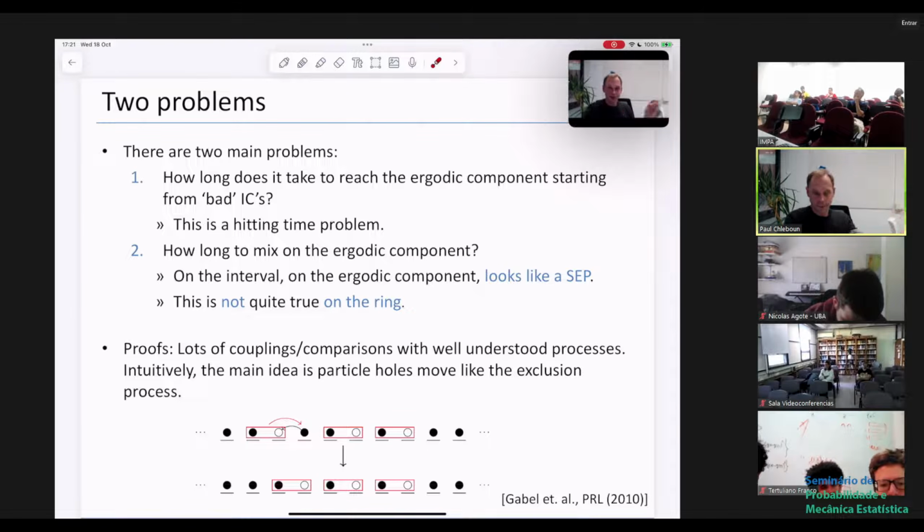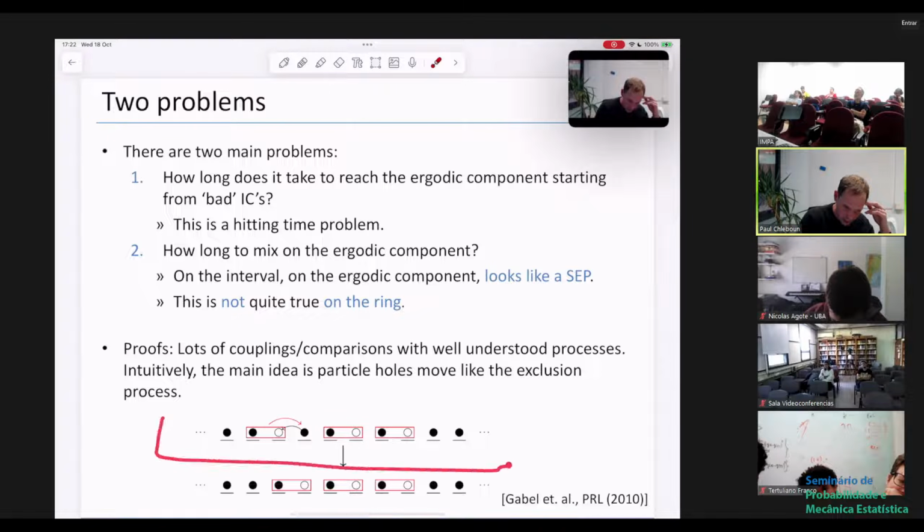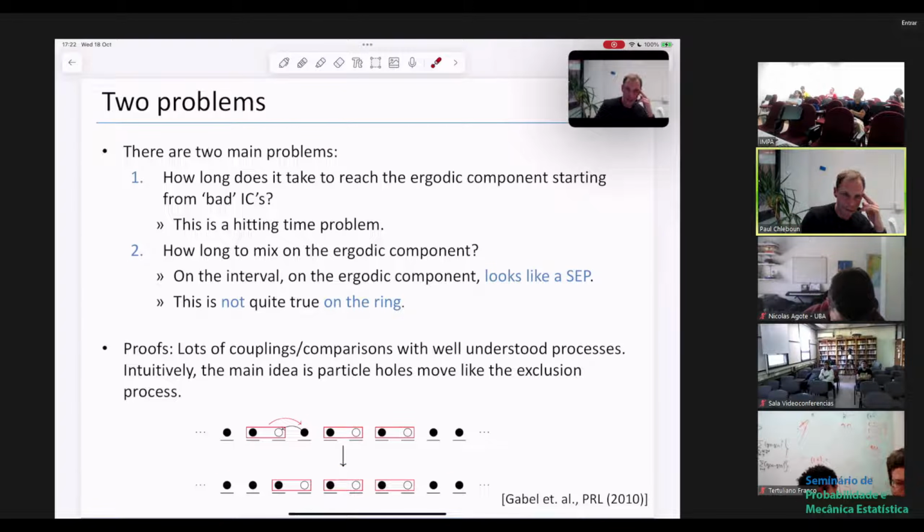Okay, and the intuition dates back to at least 2010, if not earlier, when this model was first being studied. And the intuition is as follows. So imagine we have here a configuration of our facilitated exclusion process. Now if we go along and we just draw boxes around all these dimers that are a particle on the left and a hole on the right. So we have these red boxes are our particle hole dimers.